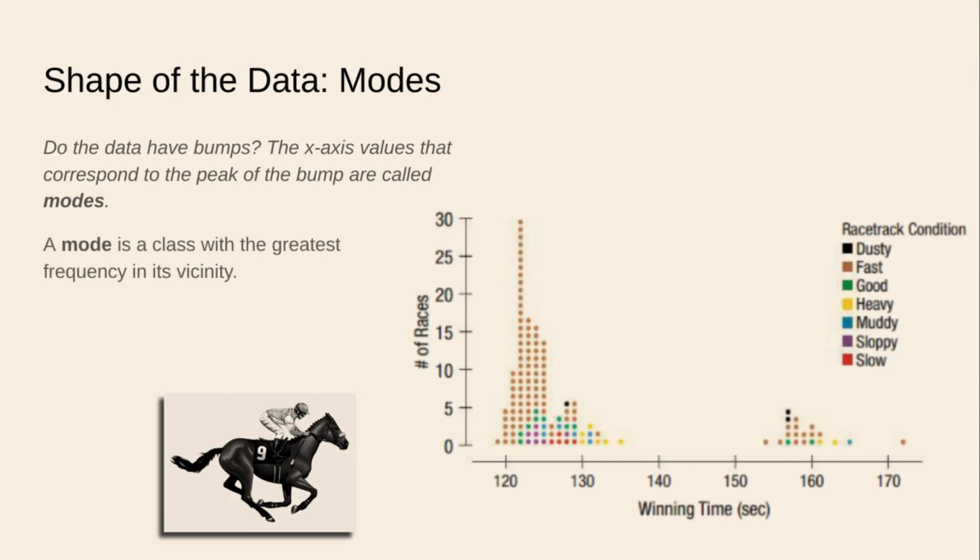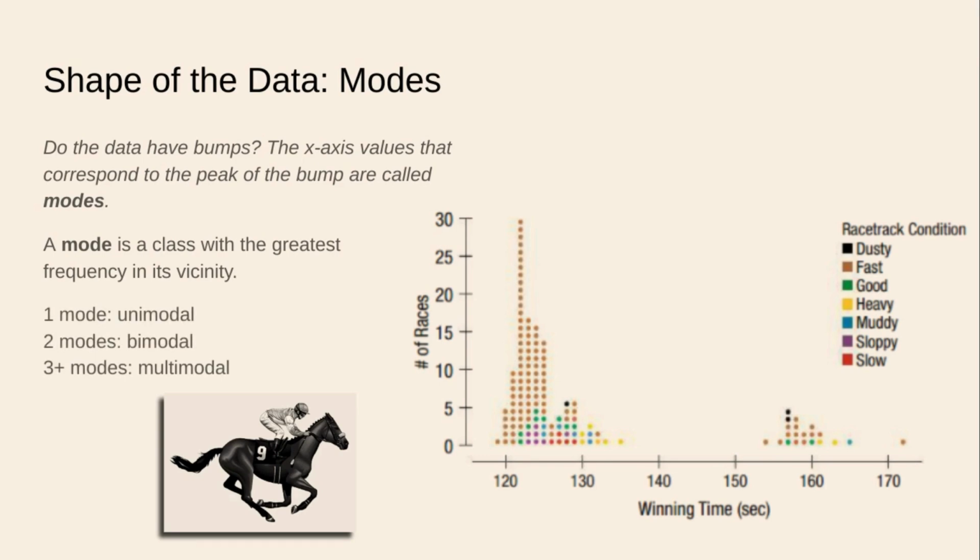Now, why is that? A mode is a class with the greatest frequency in its vicinity, and vicinity is not a very objective term. But this is one of the aspects of statistics in which you just need to use some, you might call it instinct, you might call it common sense, but this is the most populous class in its vicinity, and there is a drop-off to the right and especially to the left. This class of 122 seconds has a steep drop-off to the right and left, and so it is another mode. But what about over here? Well, we can talk about that in just a moment.